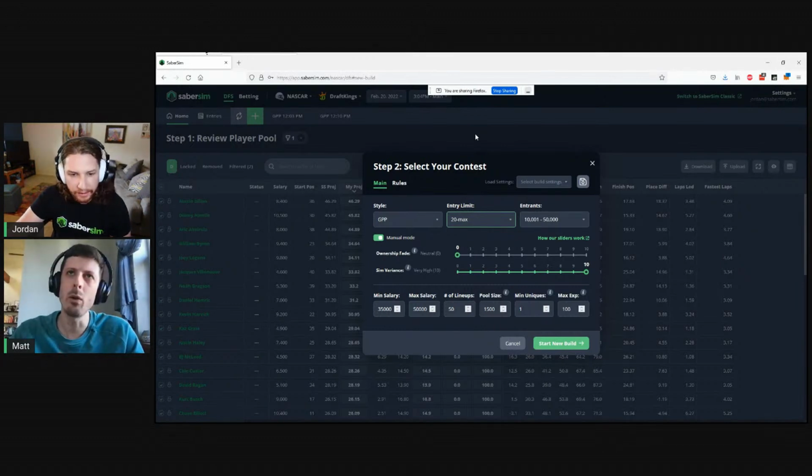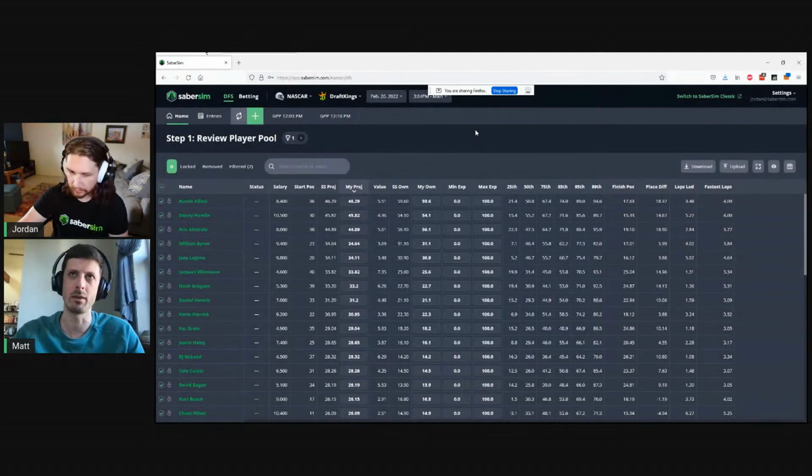Yeah, the ownership fade is interesting. We wanted to start that at 0 because it's a brand new model, and we want to make sure you're getting the edge out of the actual sims in your lineups.